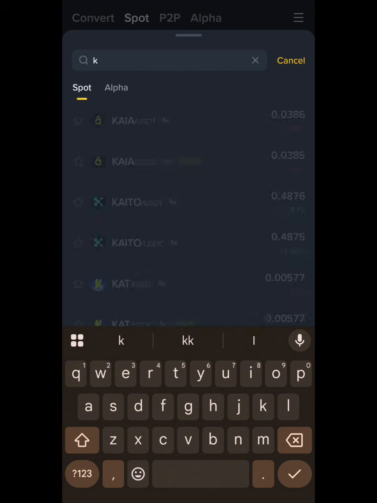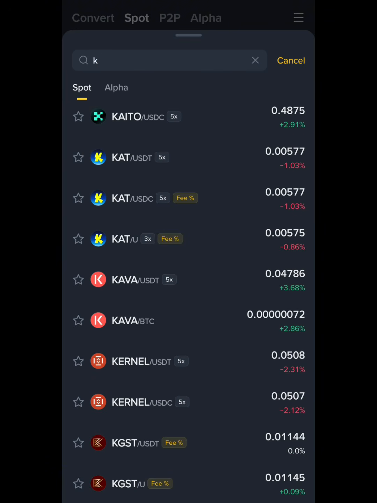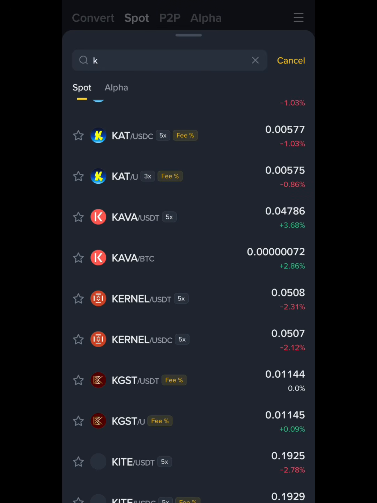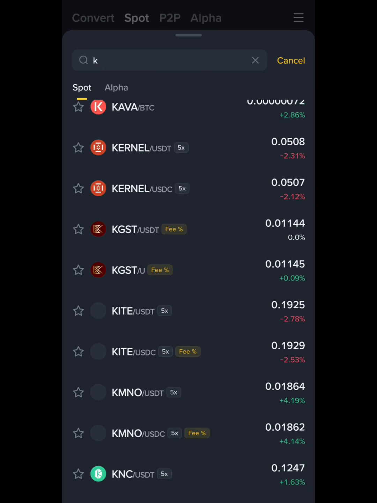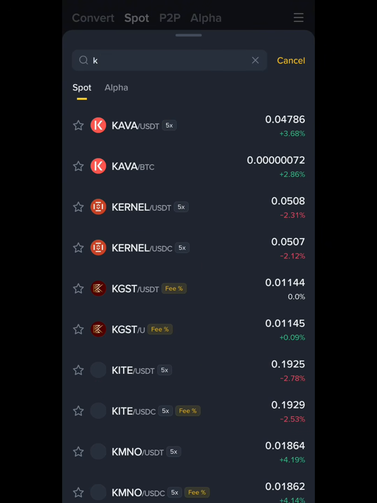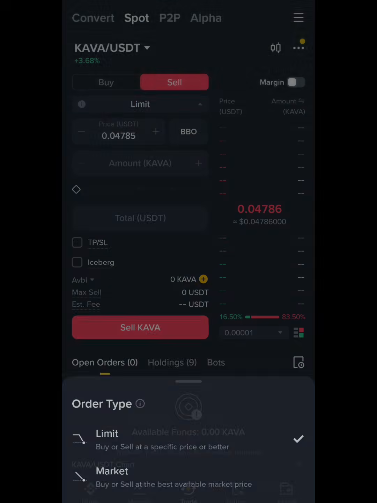I think I'll check for Kava. Okay, let me check. Kava has BTC, right? So which other one? We will check Kava. Okay, KNC. KNC has BTC as well. So let's check Kava, then KNC if this one doesn't pay us, right?